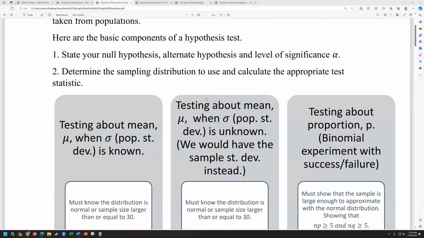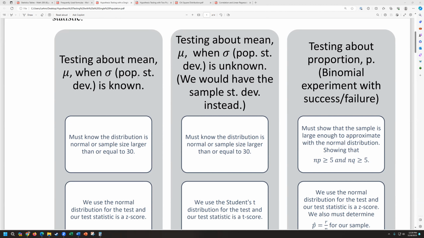Then we're going to determine the sampling distribution to use and calculate the appropriate test statistic, because the p-value that we're going to need is based on our test statistic. So here are the three categories essentially that we looked at in our classes. Testing about the mean, which is mu, the population mean, when you actually do know your population standard deviation. Testing about the mean mu when we don't know the population standard deviation. So in other words, we would have the sample standard deviation only, not the actual population standard deviation. This one's the more common test.